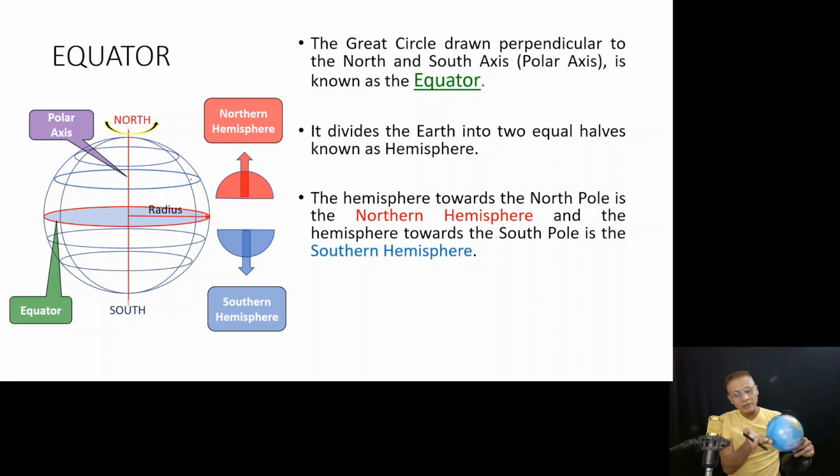So this equator divides the Earth into two equal halves. If you look at the diagram, the uppermost part is known as the northern hemisphere, and the part down below, which I have shaded in blue, is the southern hemisphere.